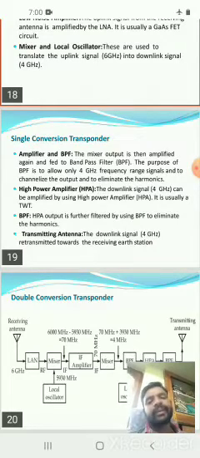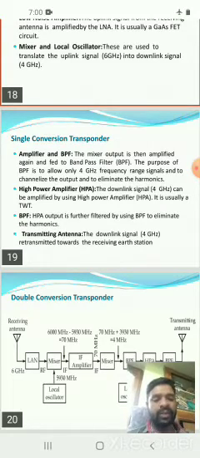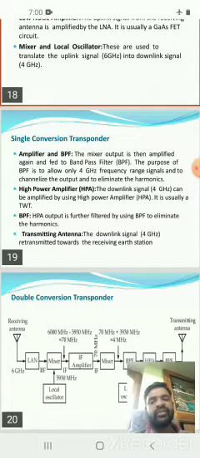Band pass filter. Here the high power amplifier output is further filtered by using a band pass filter to eliminate any harmonics or unwanted signals. Transmitting antenna. The downlink signals of 4 GHz are retransmitted towards the receiving earth station. In this way, the single conversion transponder works.